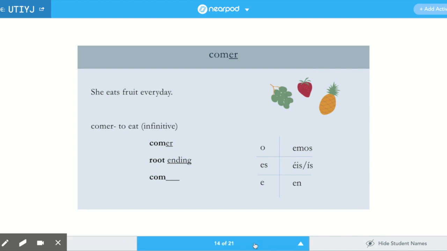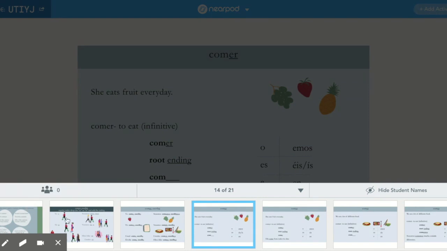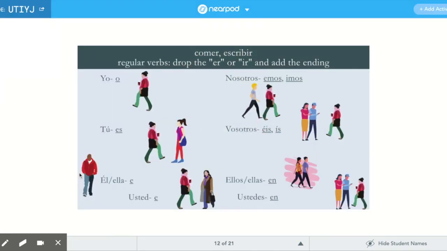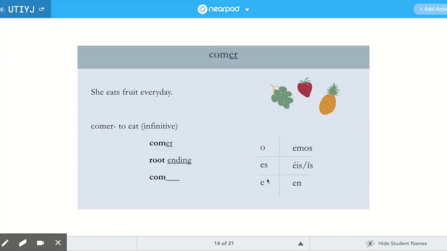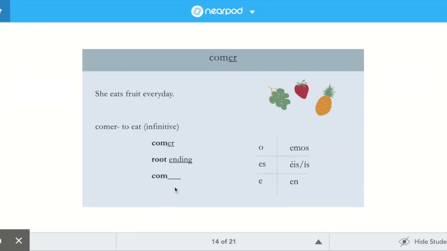So it can be helpful in this case scenario to go back and look at our charts for subject pronouns. So ella is going to be down here. So we know that it's in this box. So now we can come back and say, okay, I know it's this box. So I need to put that ending right next to the root of the word. So here's what that looks like. Come. So the word come by itself means she eats or he eats, or you eat, formal, usted come. But the sentence would be ella come fruta todos los días. She eats fruit every day.